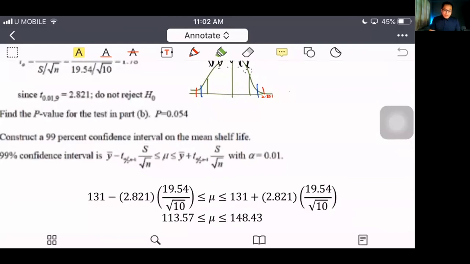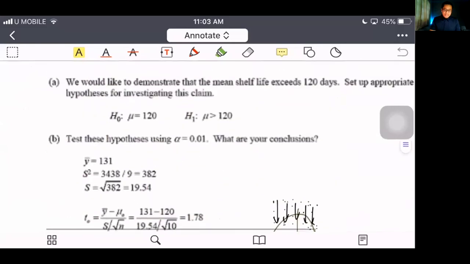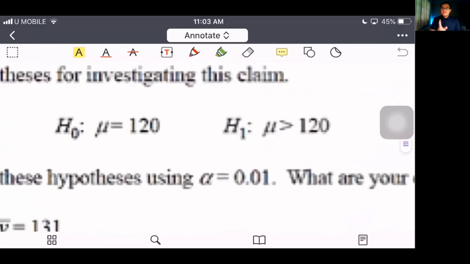If you want it to be more than 120 days, please tell me in the chat room which hypothesis you need to accept. Again, the objective of this question is to find out if the beverage can is exceeding 120 days. Which hypothesis do you need to accept? The chat room, please. H0 or H1? Your son says H1.